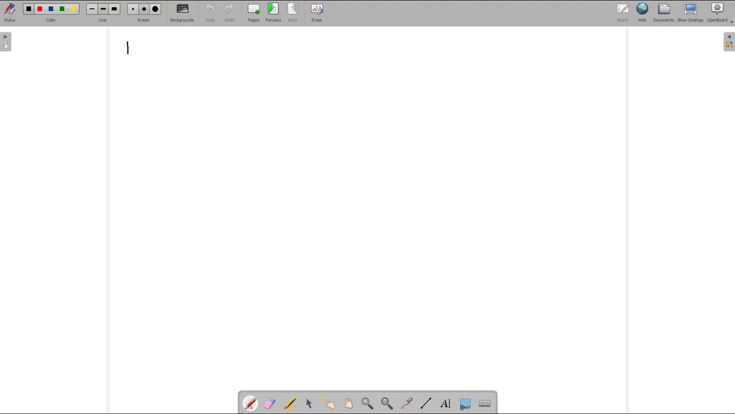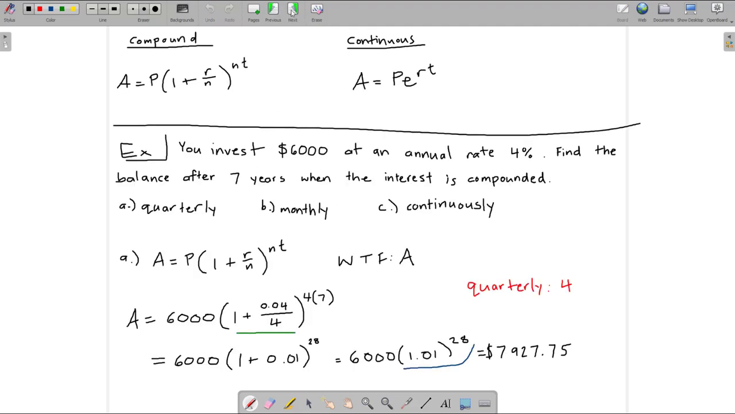So now let's do part B, where we do monthly interest. And it's monthly again, not continuous, so we're still going to be using the same equation, A equals P times 1 plus R over N to the NT. And again, we're going to be solving for A. We have 6,000 as our initial investment, times 1 plus, the rate should be the same, so that was 4%, right?